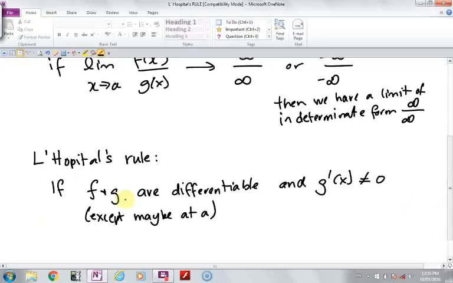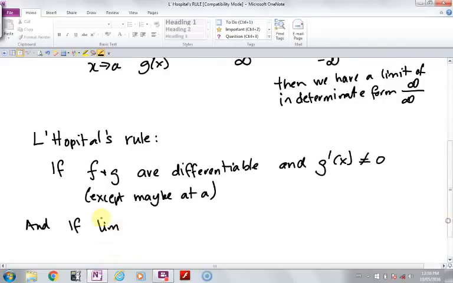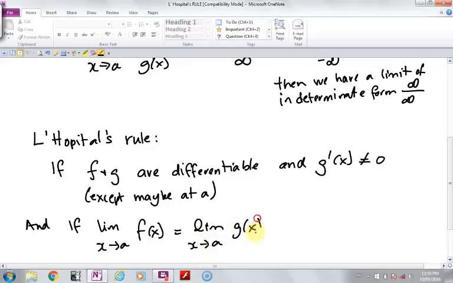And if the limit as x approaches a of f of x equals the limit as x approaches a of g of x, and that equals 0 or infinity or negative infinity. So it's just what we were saying up above. That limit is going to be 0 over 0 or infinity over infinity or negative infinity over negative infinity for the rational function.